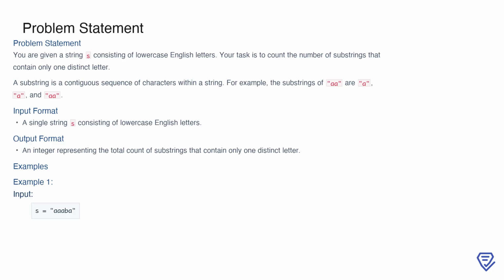For instance, in the string AA, the substrings would be A, A, and AA. The input to this problem is a single string S, which is composed of lowercase English letters. The output we need to produce is an integer that represents the total number of substrings meeting the condition of having only one distinct letter.